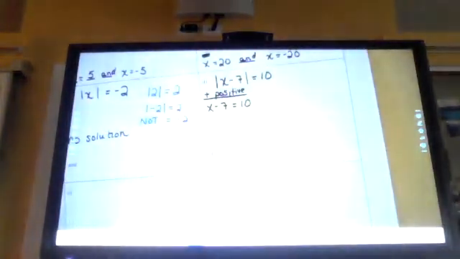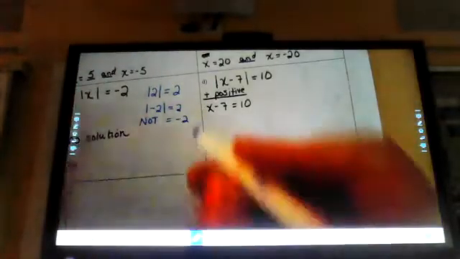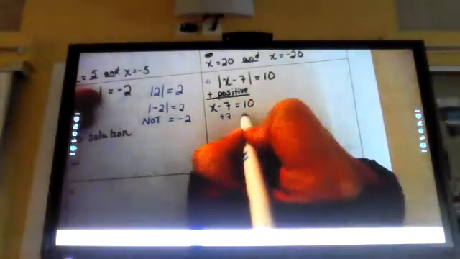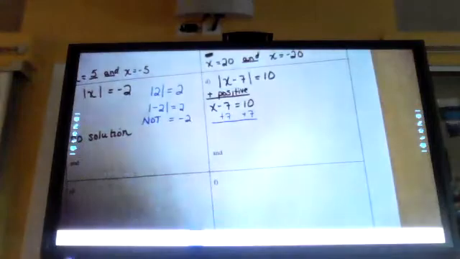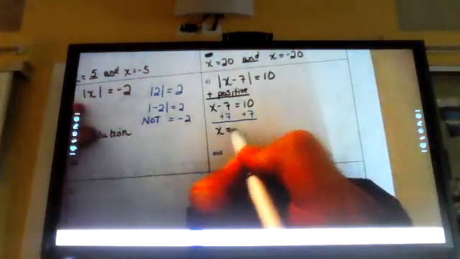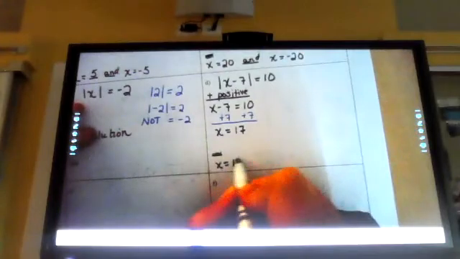Notice I don't care about the absolute value right now. I don't even have the absolute value down. What I care about is what's on the inside. And so the inside is X minus 7. And that's what I'm trying to make to be 10. So I add 7 and I get X equal to 17. So we know X equal to 17 is one of those answers.